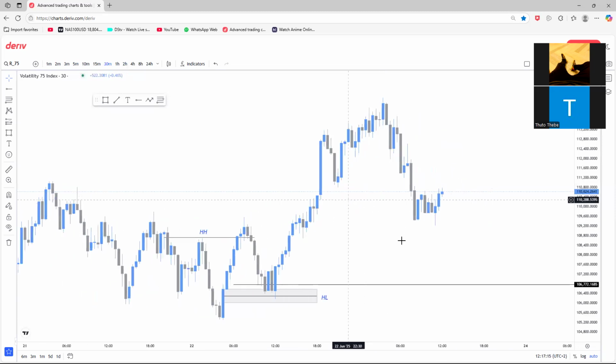Given that you already know they broke a higher high, that means they're going to create a higher low, right? And it's going to be higher than the previous low. So check this one. This one is higher than the previous low, which is this low here.